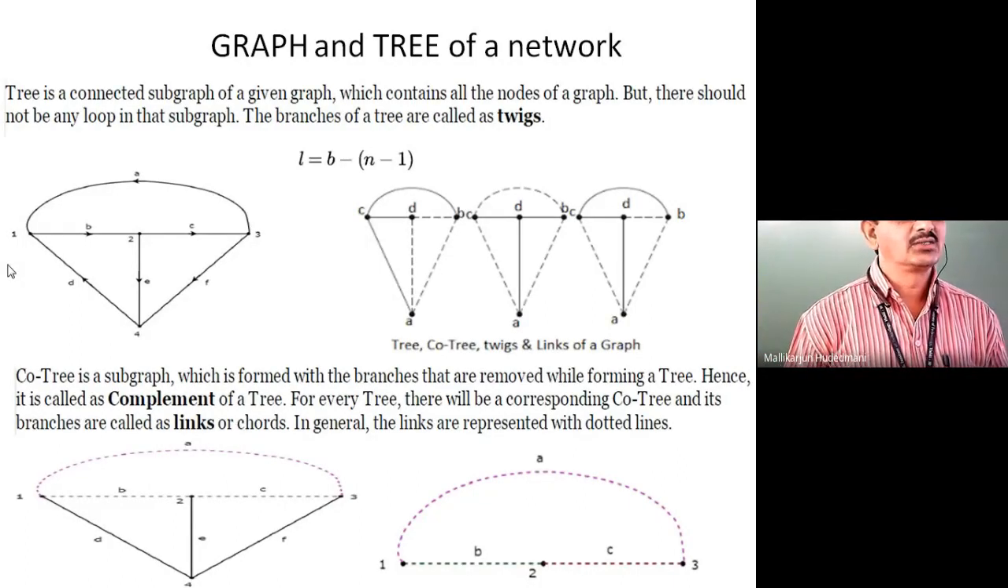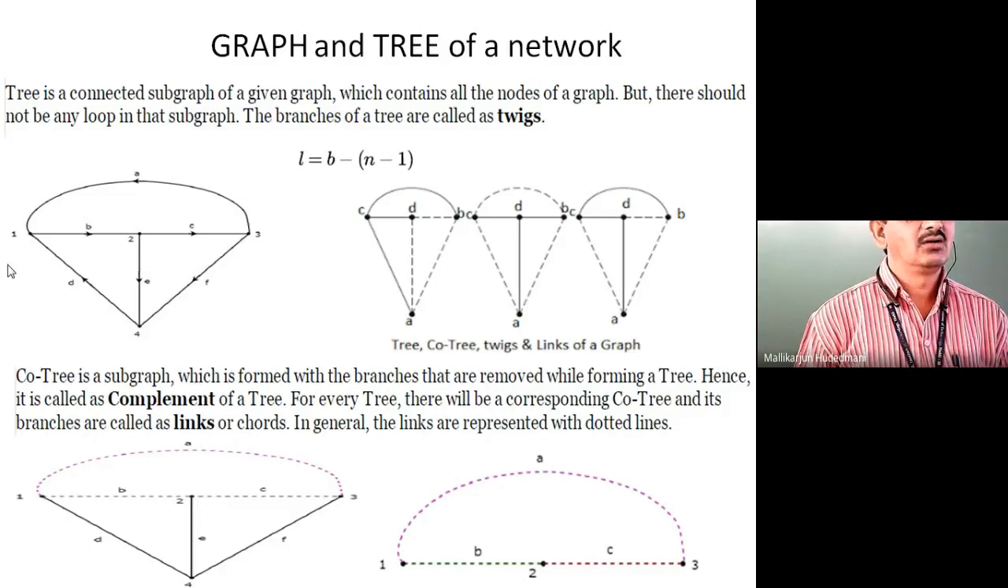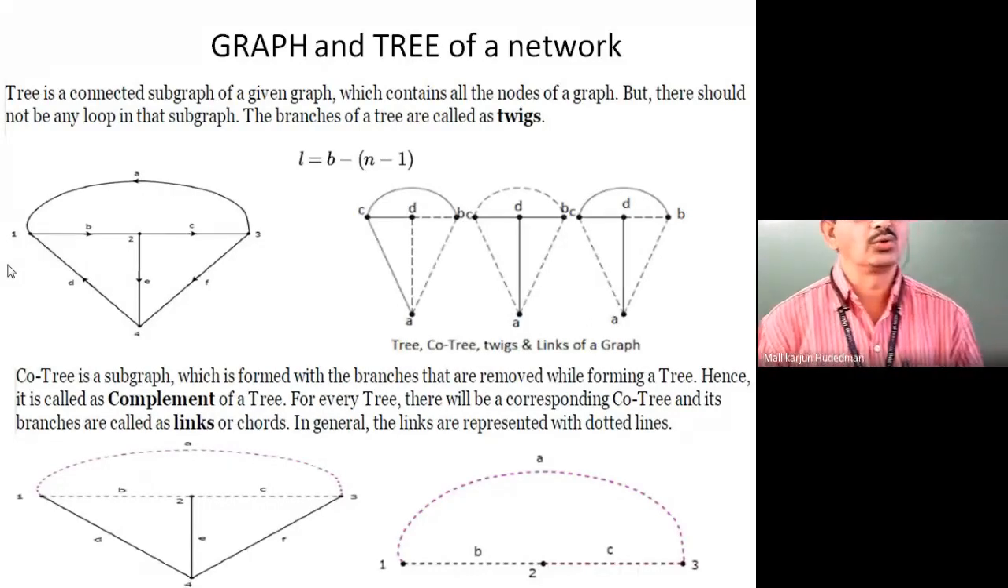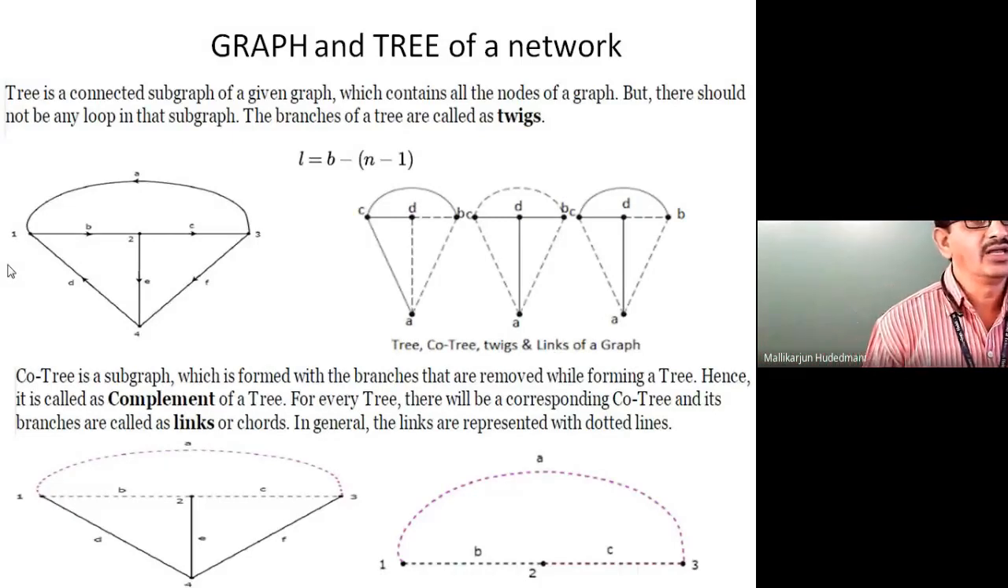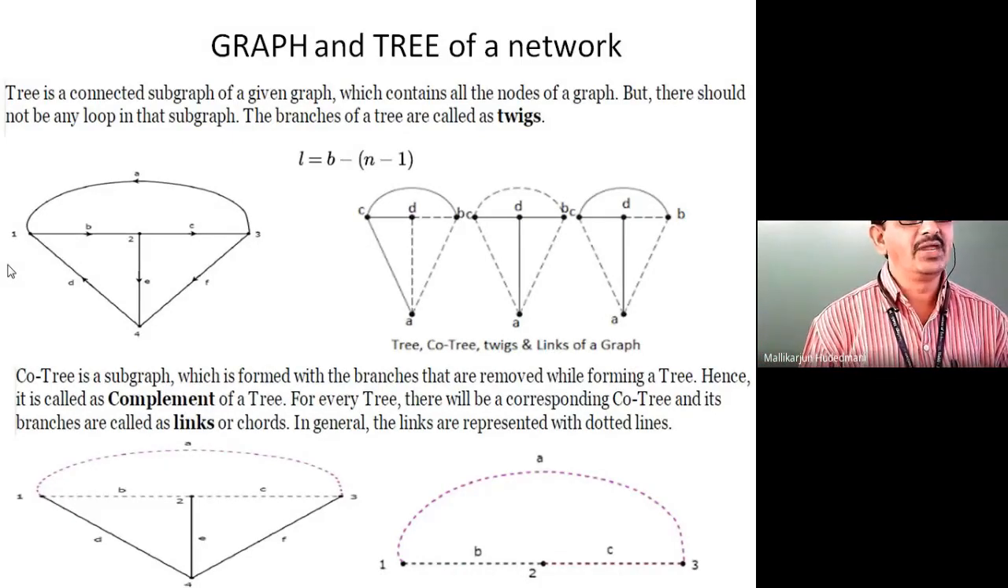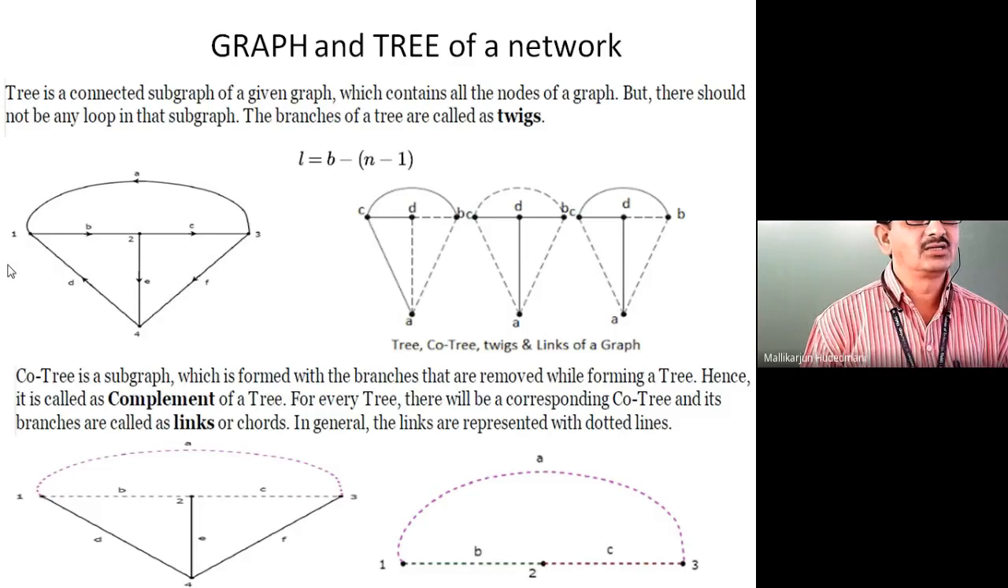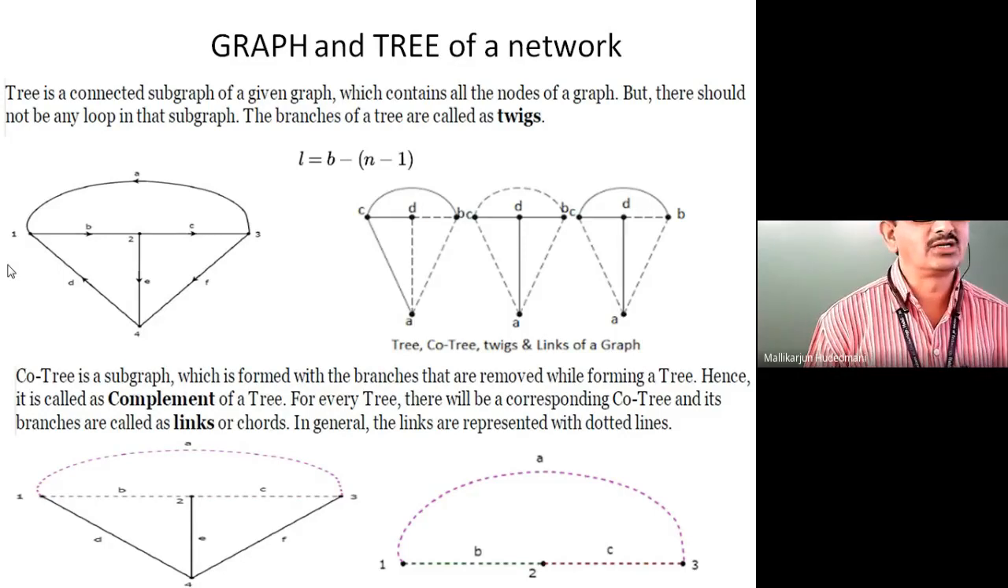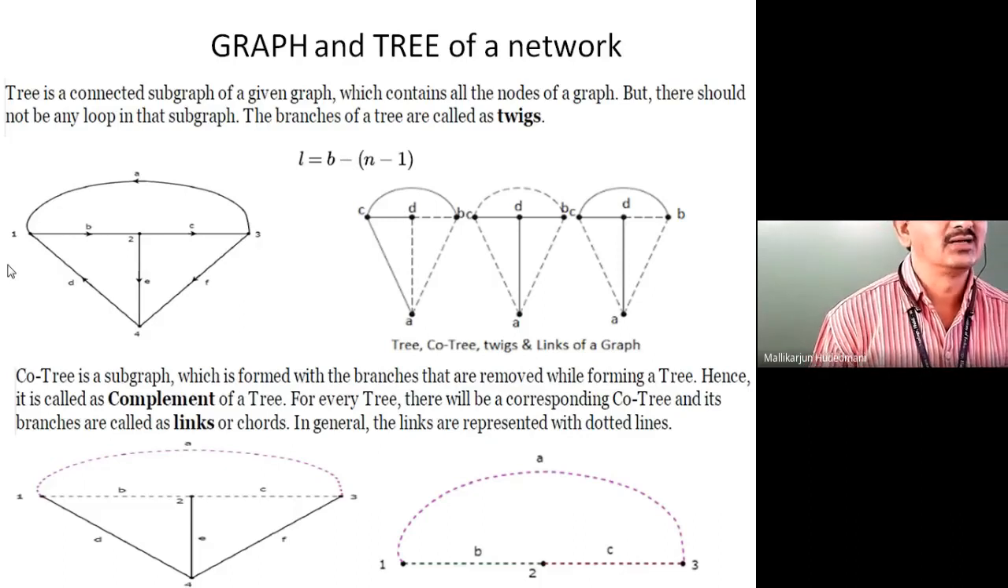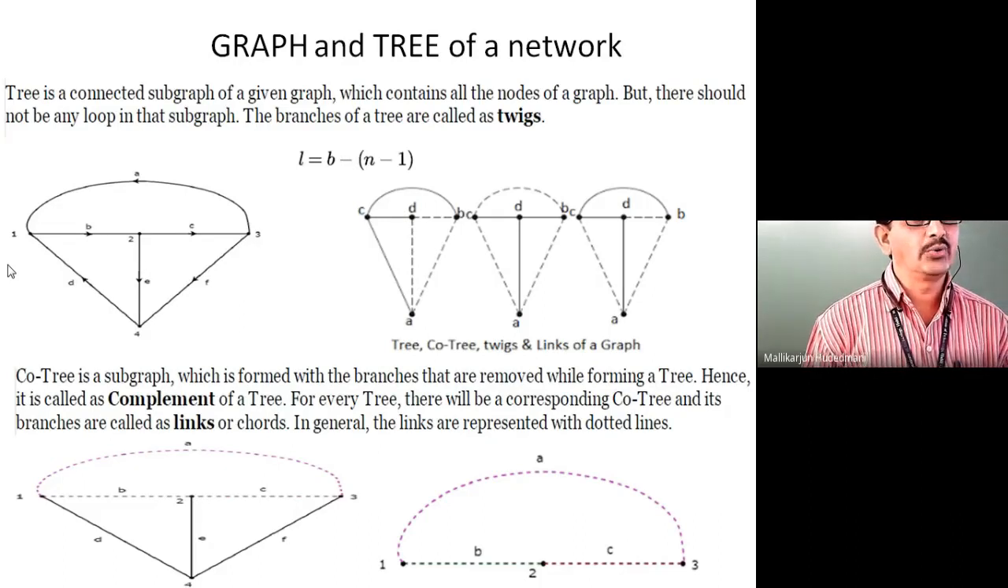Number of links to be considered, or number of links possible to term this as a tree, L equal to B, number of branches. It may be E also, number of elements. Some books refer E, some books refer B. So, number of elements minus number of nodes plus 1. Here plus 1 is written because outside the bracket there is a minus. Originally, it is L equal to B or E minus N plus 1.